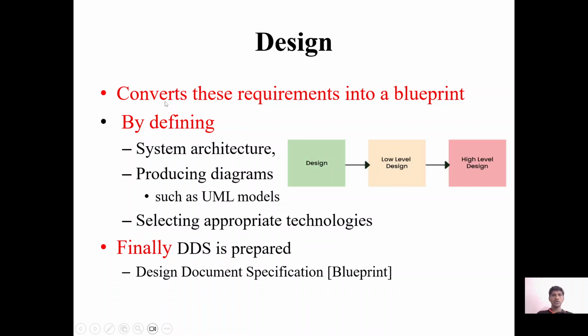Next is design. Here we are going to convert the requirements into a blueprint. That is, we change the requirements into an outline or an architecture where we do the designing. At the end of the designing, you will be getting the design document specification blueprint. There are two different types of designing: low level design and high level design. We use different types of diagrams for converting our requirements to the design. First is UML. You'll have different UML diagrams such as use case diagrams, sequence diagrams, and many other diagrams used for converting our requirements to the design.